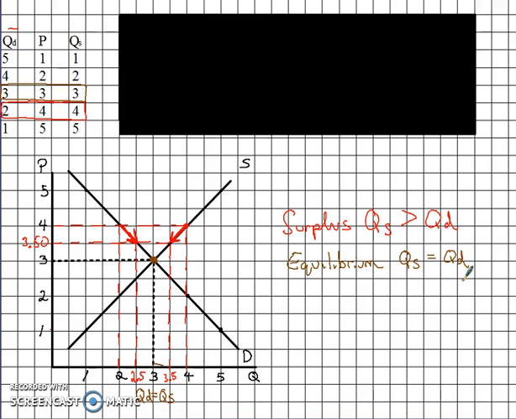So in this video, we looked at what happened when the price was relatively high. In the next video, we'll look at what happens when prices are relatively low. We'll do that in the next video.